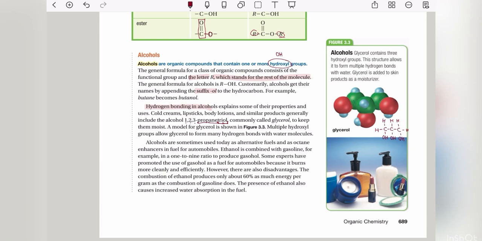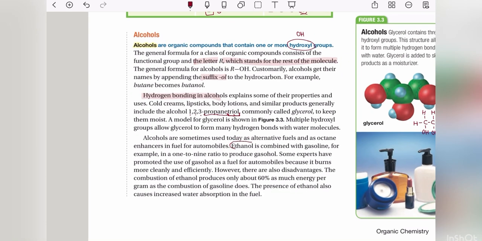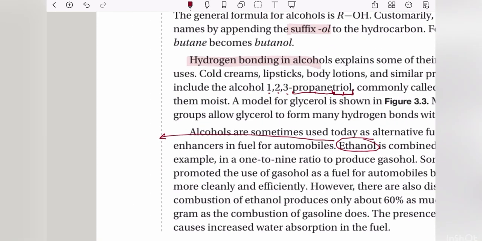Alcohols are sometimes used today as alternative fuels and as octane enhancers in fuel for automobiles. Ethanol is combined with gasoline, for example, in a 1:9 ratio to produce gasohol. Gasohol sounds a little funny. So ethanol, not to be confused with ethane, which is now familiar to us. Ethanol. Let's draw its structural formula.